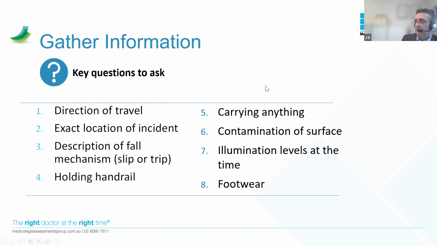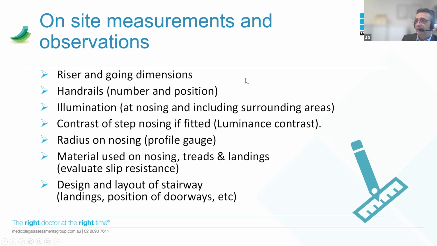helps investigations later on. So what we do when we go out and investigate an accident, we will obviously measure the riser and going dimensions. We will measure the number of handrails and its position. We may also take illumination measurements, both at the steps and also surrounding areas. We will also look at the contrasting of the nosing, and possibly do some testing to measure the contrasting, the illuminance contrast. We'll measure the radius of the nosing, which is an important aspect of any tread design.